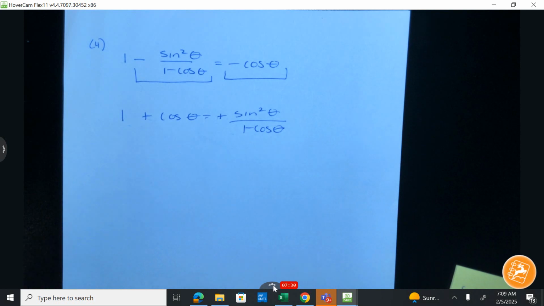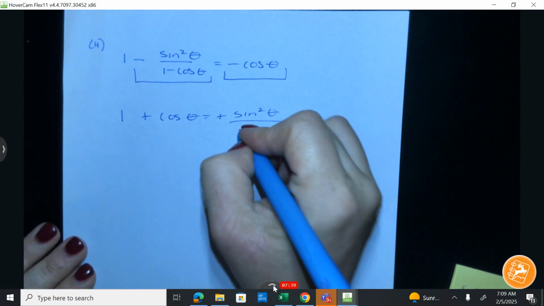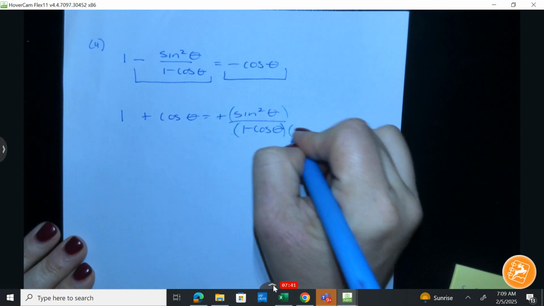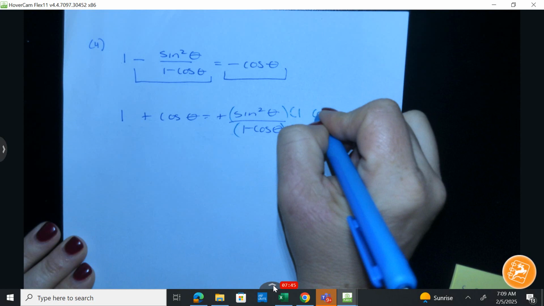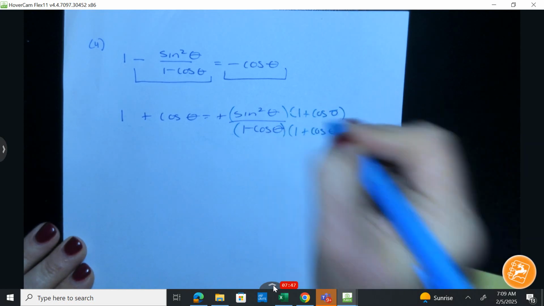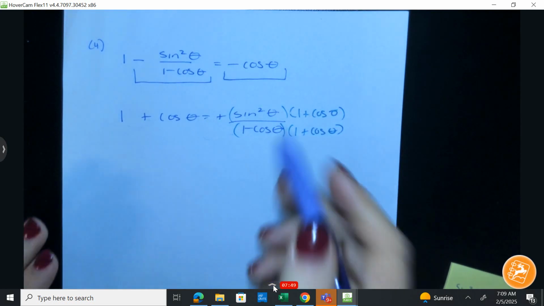Now, recall the very first example that we did in this video, and I said that it's going to become more and more common for us to multiply by the conjugates of the denominator. That means I'm writing down the denominator just as I see it, but I'm changing the sign. And so instead of it being 1 minus the cosine theta, it's going to be 1 plus the cosine theta. Let's go ahead and let's multiply.